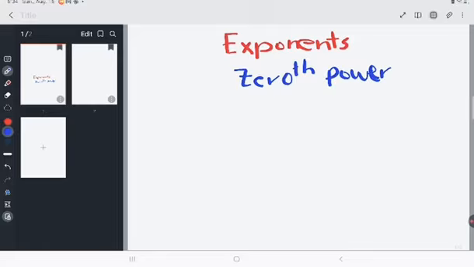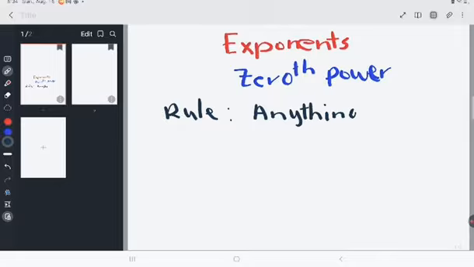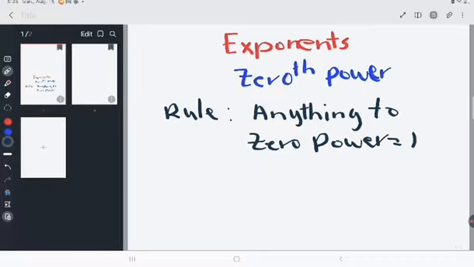So the rule is that anything raised to the 0 power equals 1. That's anything except 0, because 0 to the 0th power is actually undefined.